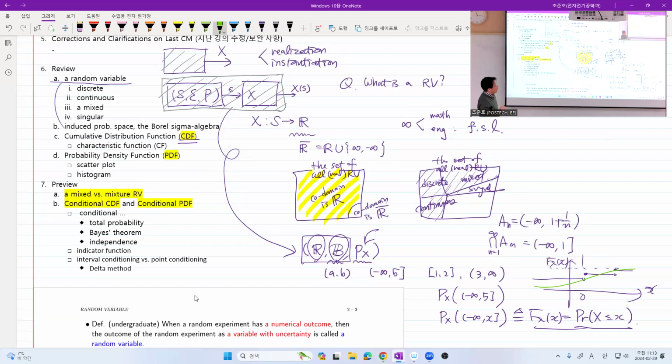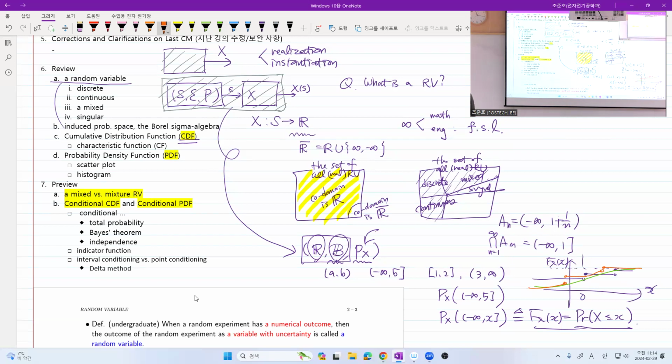When do we say a random variable is mixed? It has a continuous part, and if we have discontinuity, it's a jump discontinuity. So we have something like this. We may have a continuous part and jump discontinuities. Then it is called a mixed random variable.